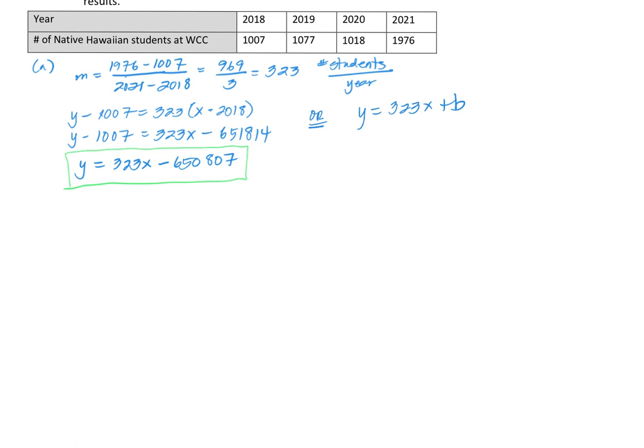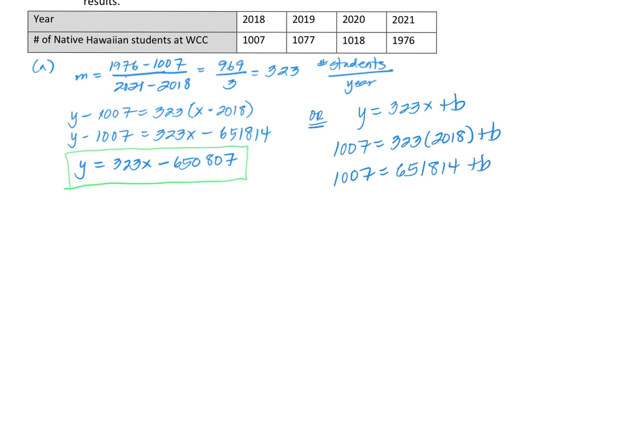So I'm going to use that first point, the 2018, 1007. So I'll put in 1007 for y, 323 times 2018 for x, and then I will solve this for b. Again, in my calculator, I get... Oops. Let's see. No, I got 651,814.